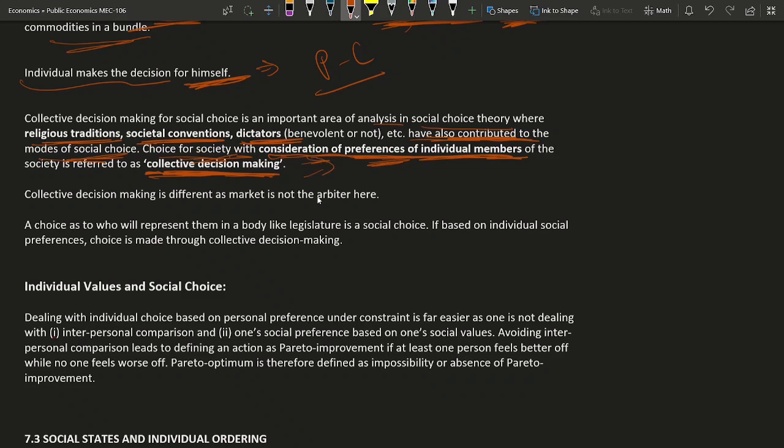Collective decision making is different as the market is not the arbitrator here, so we cannot reach an equilibrium as in the case of the market. We have to decide for the society based on some parameters or some models. A choice as to who will represent them in a body like the legislature is a social choice. If based on individual social preferences, the choice is made through collective decision making.